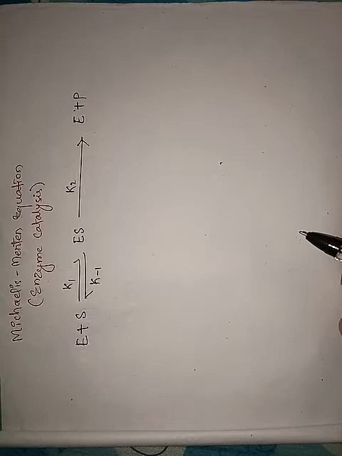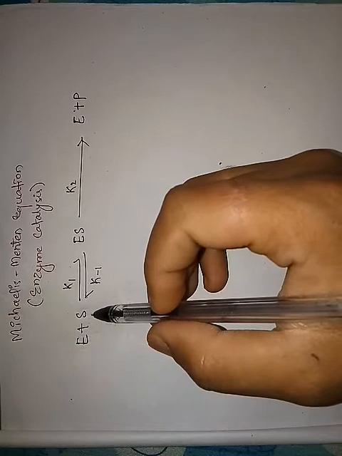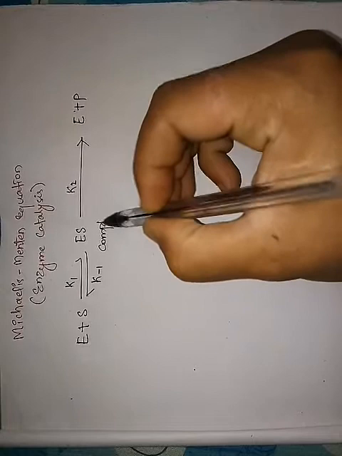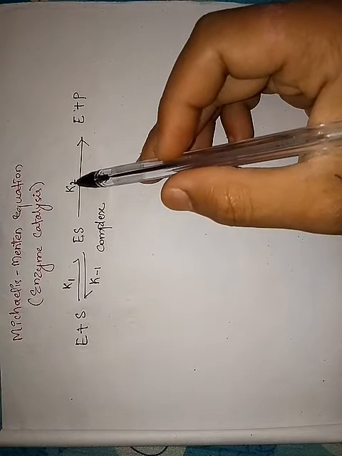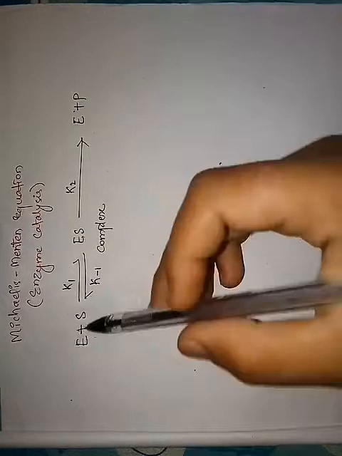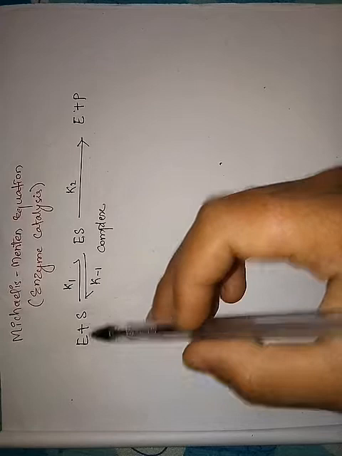You can see E is enzyme and S is substrate. Then we have this equilibrium reaction with K1, that is the reversible reaction. It forms ES, which is the enzyme substrate complex, and this complex, through rate constant K2, gives enzyme and the product. So in this overall reaction, from the starting to the formation of product, we see that the enzyme is conserved.